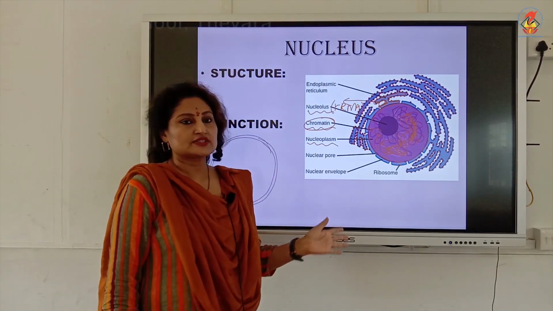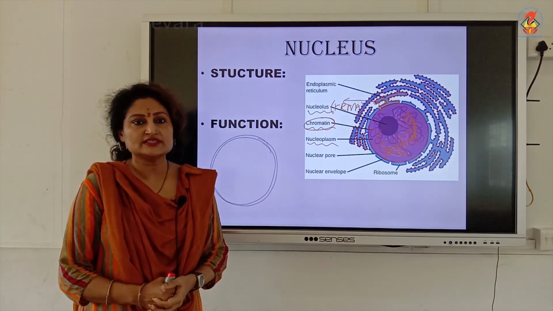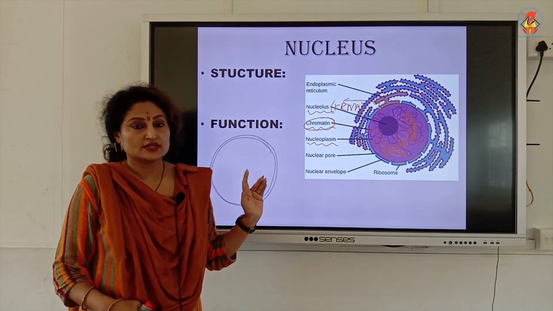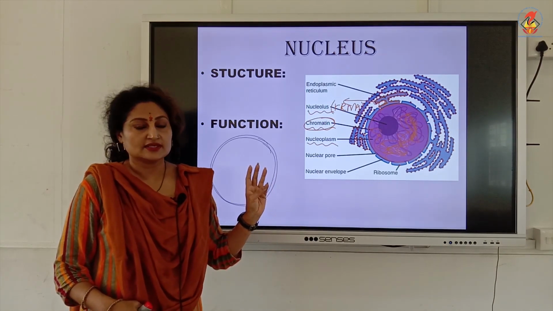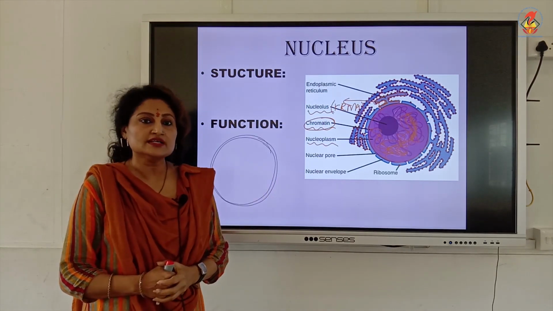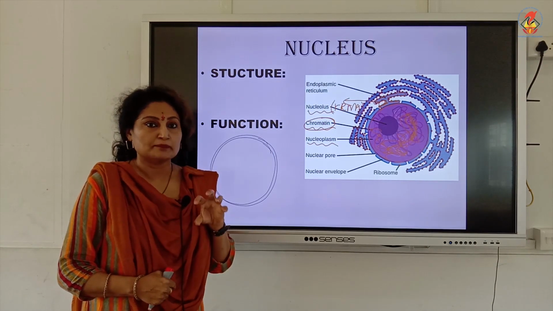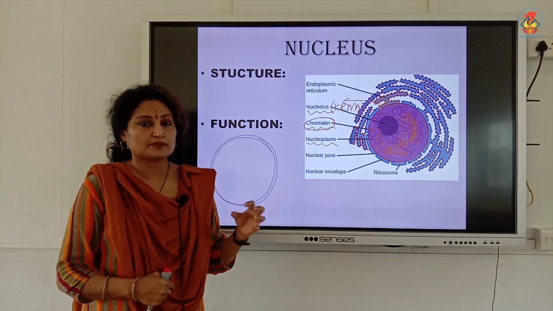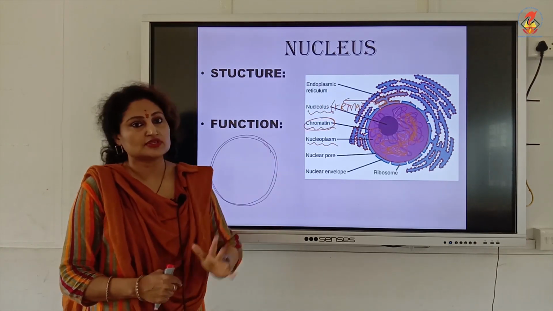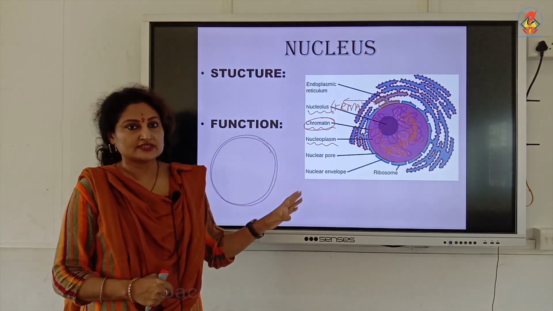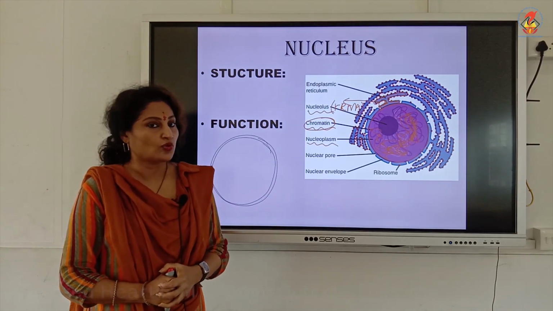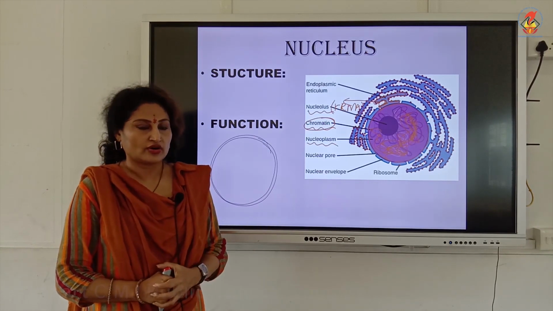I hope you have understood these very important organelles. The specialty of the latter three that I have taken today, mitochondria, chloroplast and nucleus, is that they are surrounded by a double membrane and they have a compartment. In the case of mitochondria, the compartment is called matrix. In the case of chloroplast, it's called stroma. And in the case of nucleus, it's called nucleoplasm. I've taken three important double membrane bound organelles plus the plasma membrane. I hope you have understood today's set of organelles. Thank you.